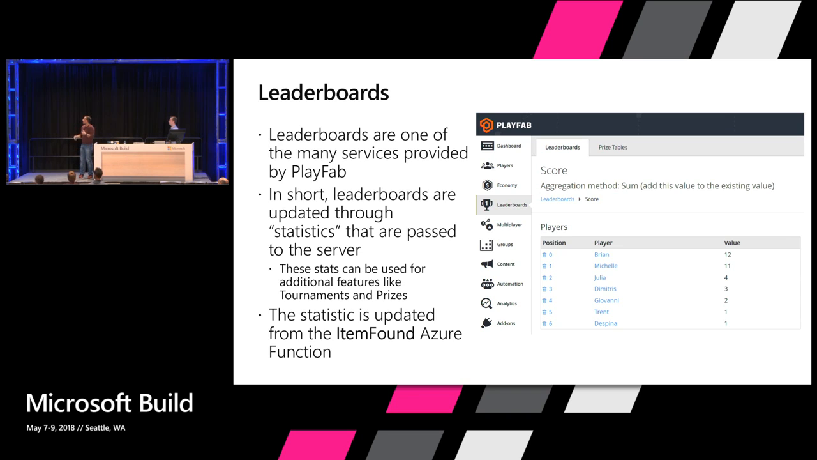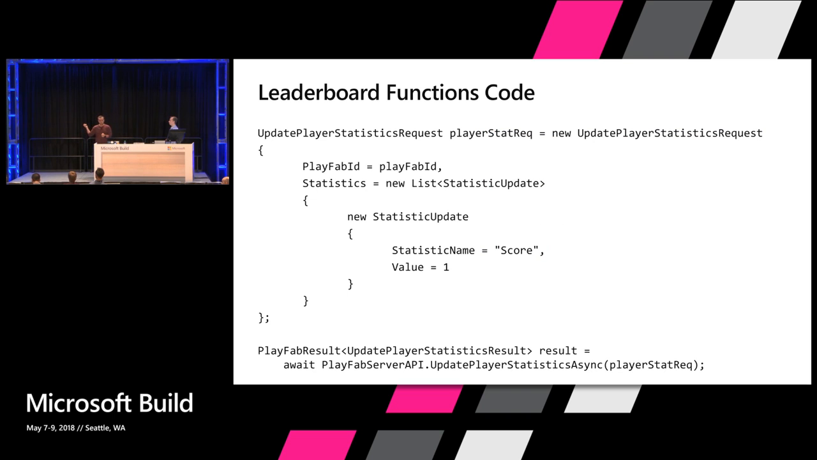Excuse me. The other good thing about leaderboards is that they can also be reset on a regular time interval, so you can have the best players of the week, of the month, of the day, or they can be lifetime score. You see in the slide, statistic. So statistic is the leaderboard update operation, right? That's just a documentation name, and we update the statistics from the item found Azure function. We'll dive into the code, just a quick sneak peek here.